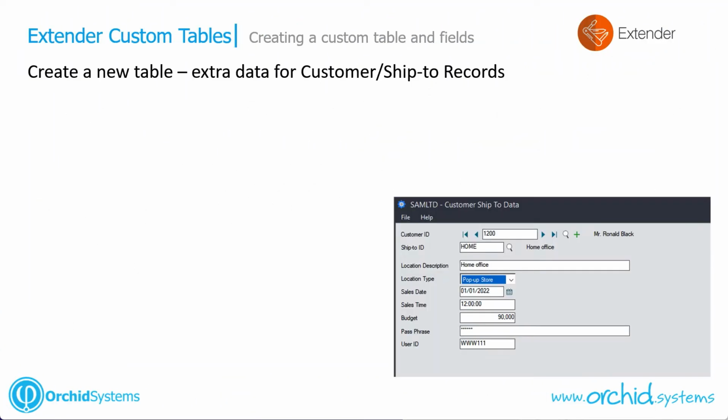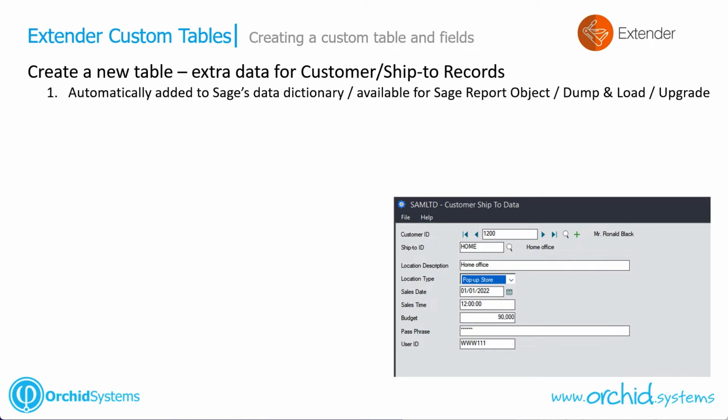Thanks, Natalie. In the next exercise, we're going to create a new table. And the intention or the purpose of this table is to have extra data associated with the customer shipped to records. When you create a table through Extender, Extender adds the table definition and field definition to Sage's data dictionary, so it is available for the Sage report object. And the table is also available for the dump and load and the upgrade.